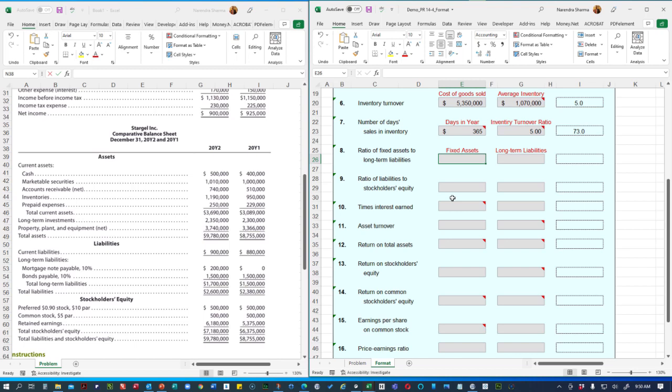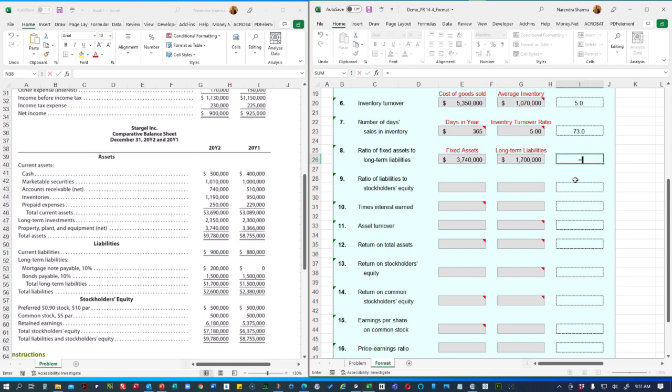That is 3,740,000. Okay, I think I got one extra zero, so that'll be 3,740,000. And the long-term liabilities, of course, is clearly given in the balance sheet. So we're going to take the total long-term liabilities given to you as 1,700,000.